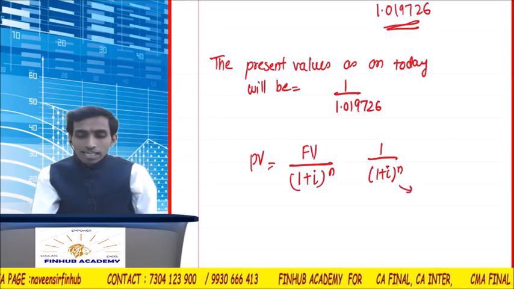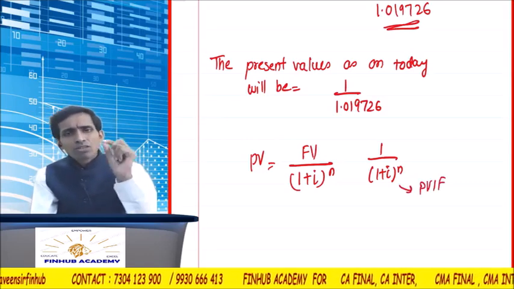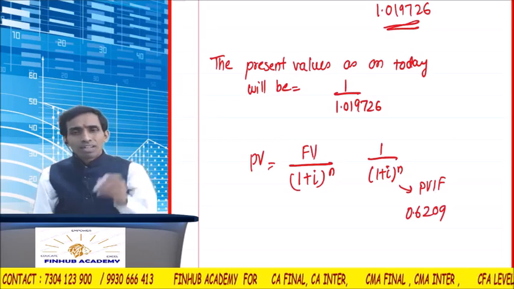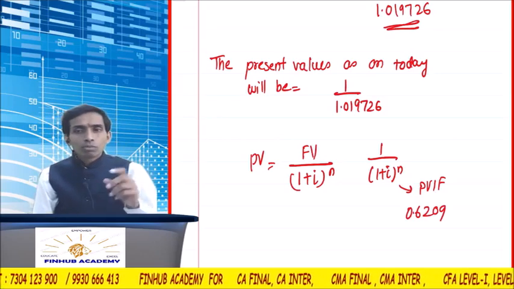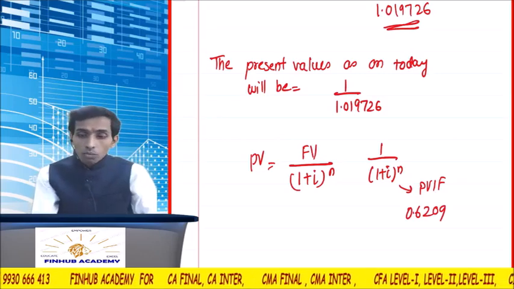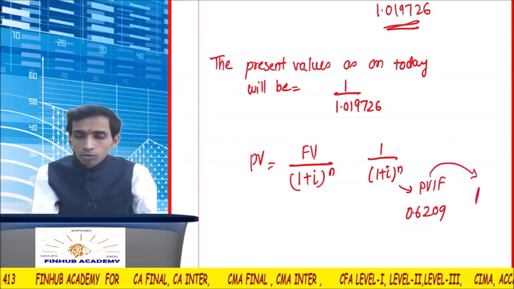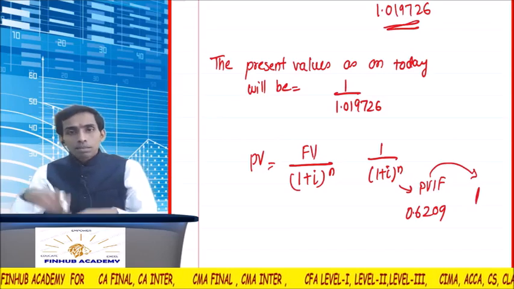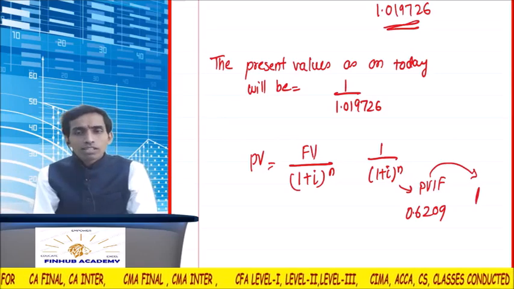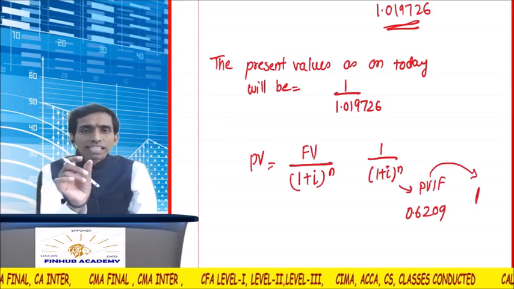PVIF, please understand. Whatever was the factor we used to get, 0.6209, something like that. What was that? That was the present value of rupee 1. Do you agree? Present value of rupee 1 as on today. PVIF is the present value at a certain rate for a certain period.